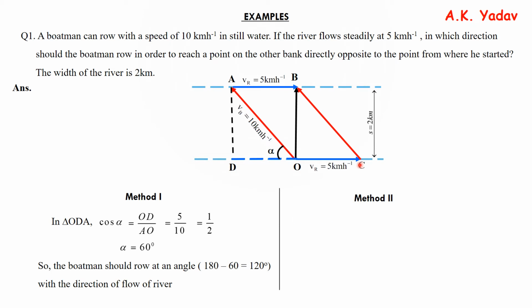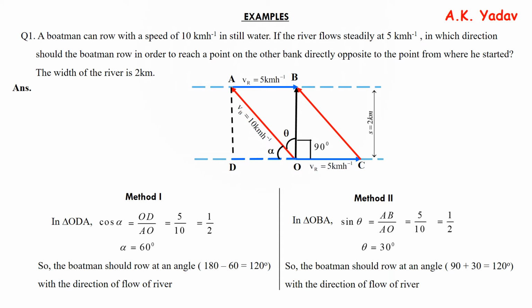Let's do the same question by another method. So in triangle OBA, yes, this triangle, this is the angle theta. So sine theta will give us AB by AO, that is 5 by 10, which gives 1 by 2. This gives theta is equal to 30 degree. Now this is 90 and this is 30. So the boatman should row at an angle of 90 plus 30, that is 120 degree with the direction of flow of river.